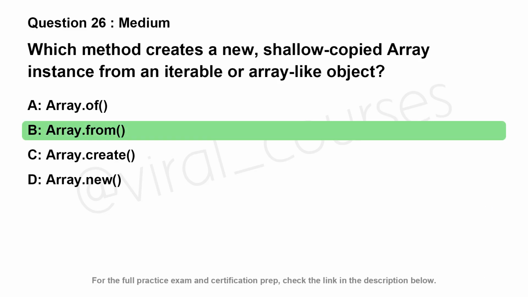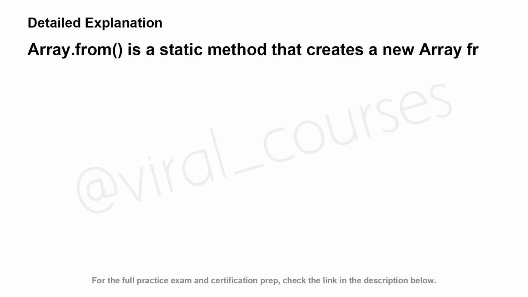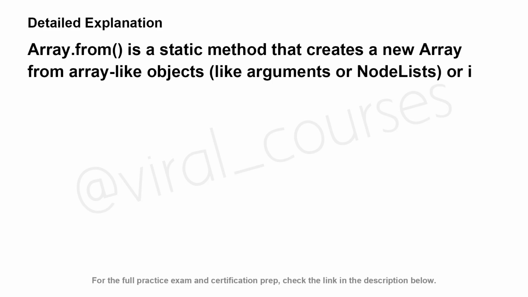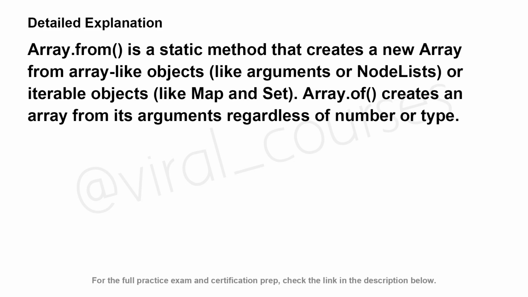The correct answer is B. Array.from is a static method that creates a new array from array-like objects, like arguments or NodeLists, or iterable objects, like Map and Set. Array.of creates an array from its arguments regardless of number or type.